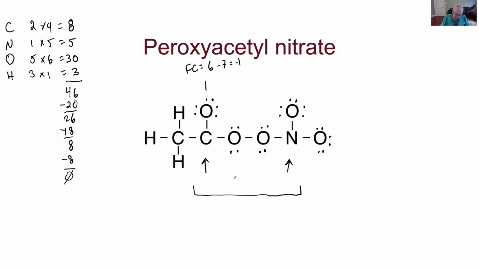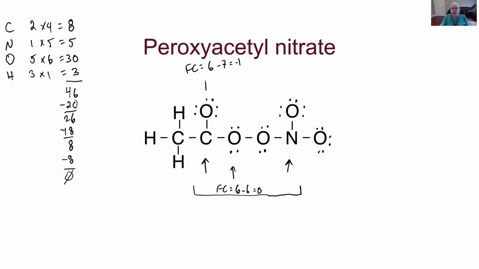The oxygen in the middle, this one, has a formal charge. 6 is still the valence electron count for a free oxygen atom. In the structure, this one has 4 dots and 2 bonds. The 4 dots count as 4, the 2 bonds count as 1 each. So that's 6 minus 6. That one's got a formal charge of 0.